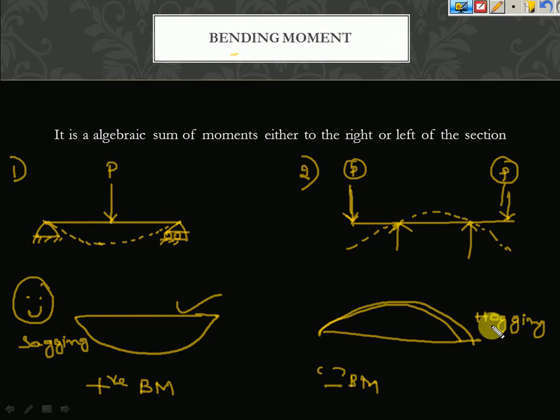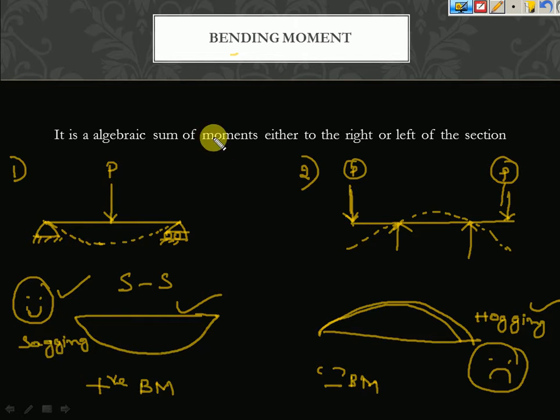For this hogging, the sad smiley, it is smiling in the sad direction. The sad smiley is called hogging and the smiling curve is called sagging. S for yes. This is just a shortcut to remember, just I am telling sagging.